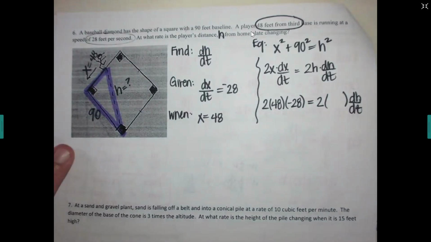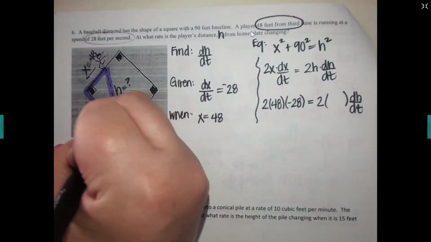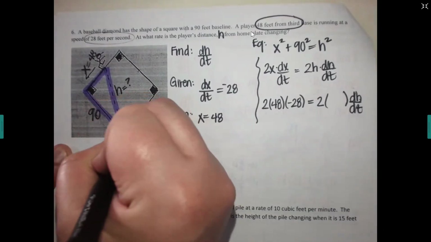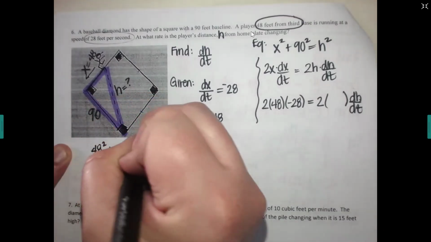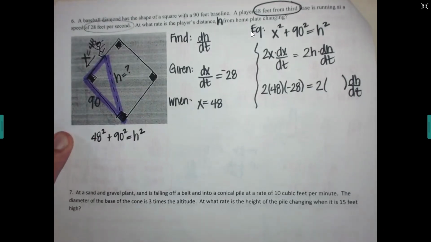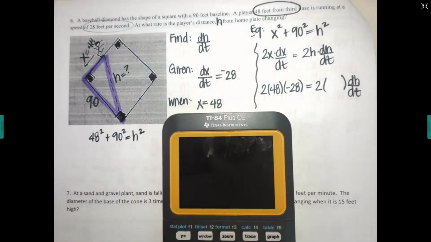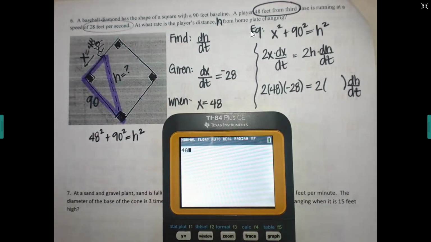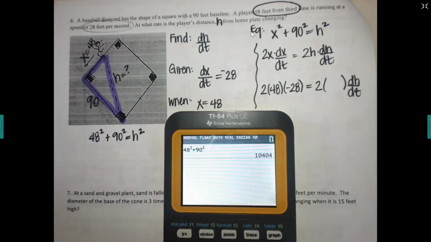So we'll do a little side work here. 48 squared plus 90 squared equals h squared. And then once we know h, we can plug it into that last open space and then solve. And it should be a whole number, I think. Okay, so we got 10,404.